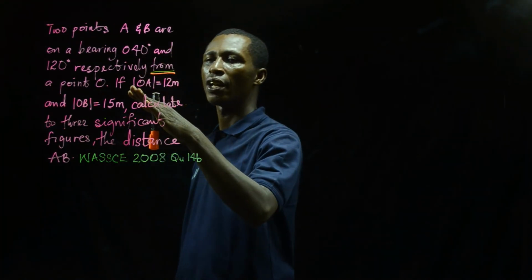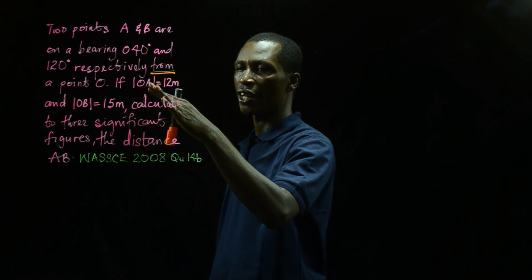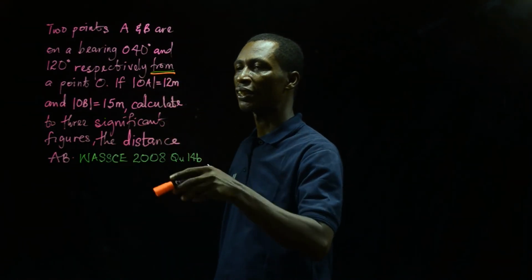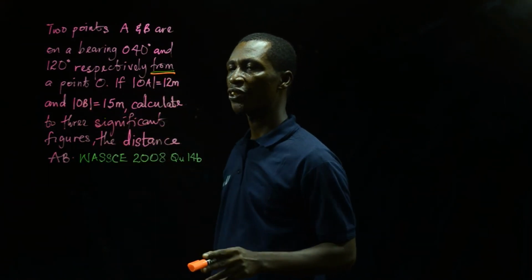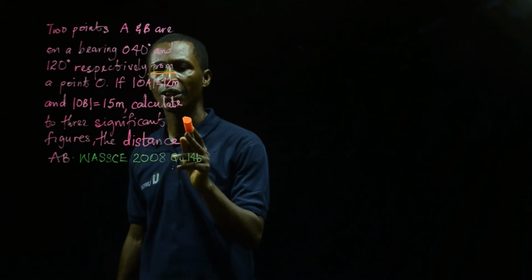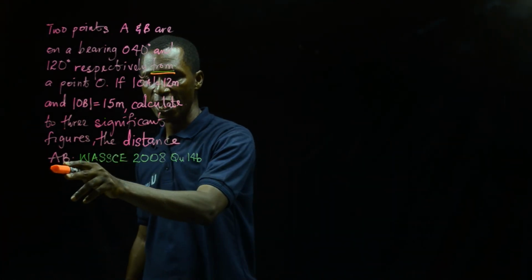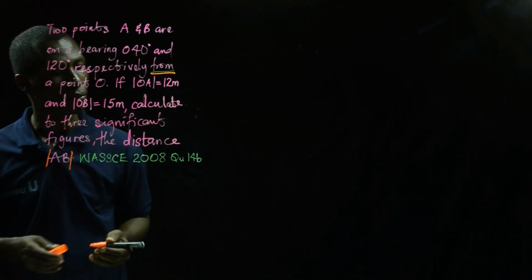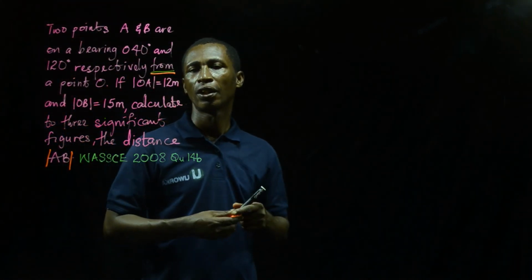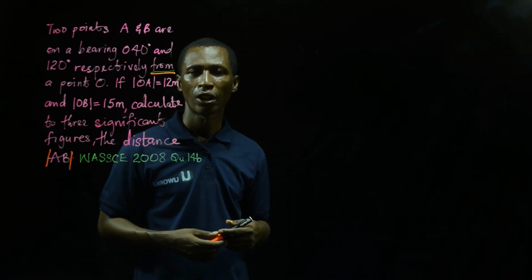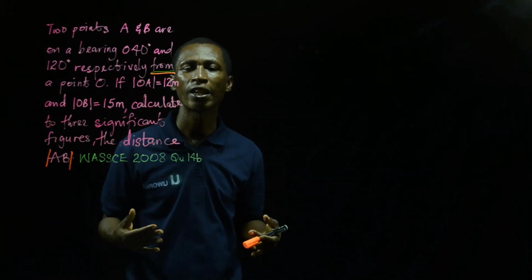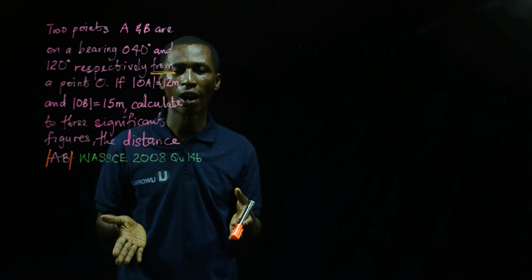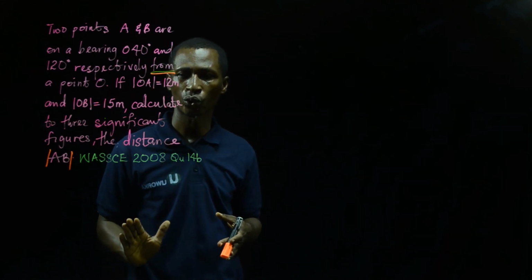Now if the length OA equals 12 meters and the length OB equals 15 meters, we have to calculate, with three significant figures, the distance AB. Good. So when we are solving this question, what we must first do is draw the diagram. In bearing, if we do not draw the diagram, it will be very difficult for you to get it.